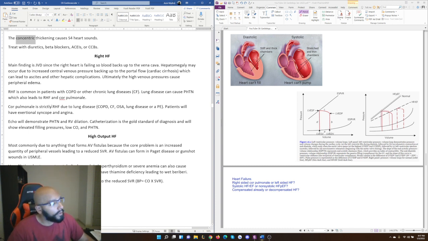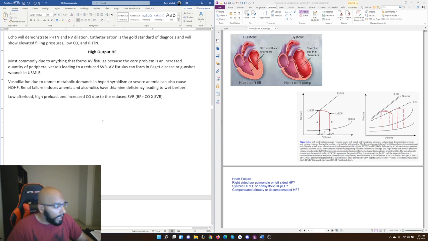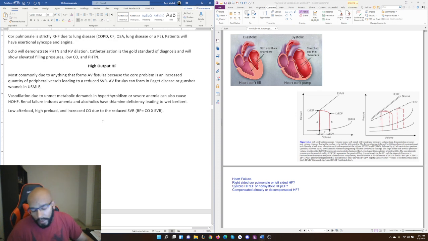Cor pulmonale is strictly right heart failure due to lung disease. Patients will have exertional syncope and angina. Echo will demonstrate pulmonary hypertension and right ventricular dilatation. Catheterization is the gold standard diagnosis and will show elevated filling pressures, low cardiac output, and pulmonary hypertension. If they have pulmonary hypertension, then you go ahead and utilize the treatments that are available for helping with pulmonary hypertension. The last kind of heart failure that is far less commonly discussed is high output heart failure.